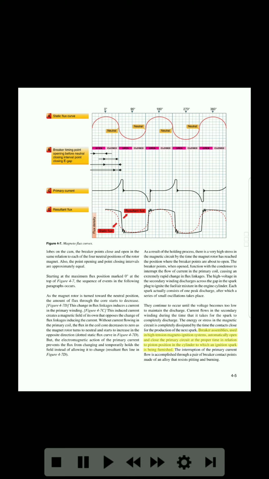Breaker assemblies, used in high-tension magneto-ignition systems, automatically open and close the primary circuit at the proper time in relation to piston position in the cylinder to which an ignition spark is being furnished. The interruption of the primary current flow is accomplished through a pair of breaker contact points made of an alloy that resists pitting and burning.